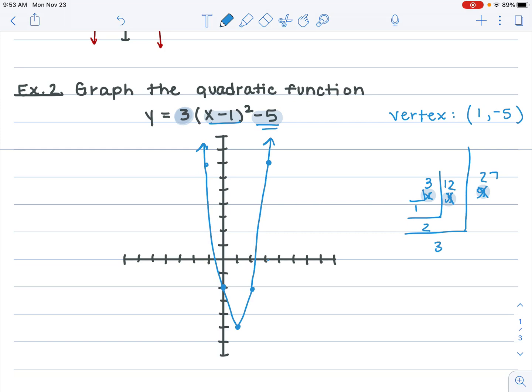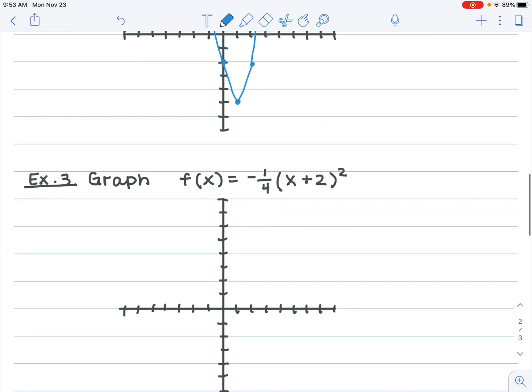So notice it's a little bit skinnier than the last one. All right, and our vertex has shifted over 1, down 5.